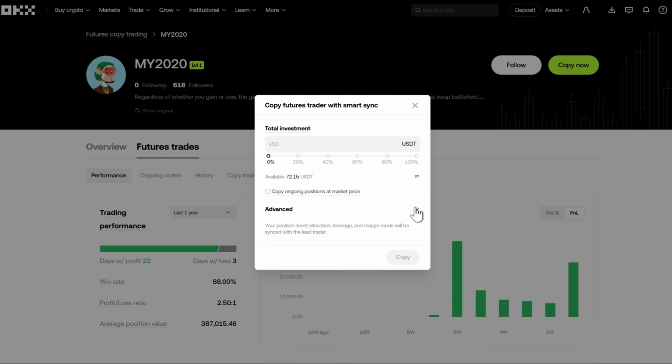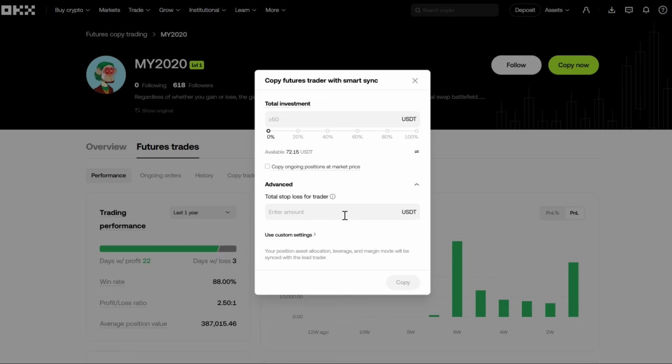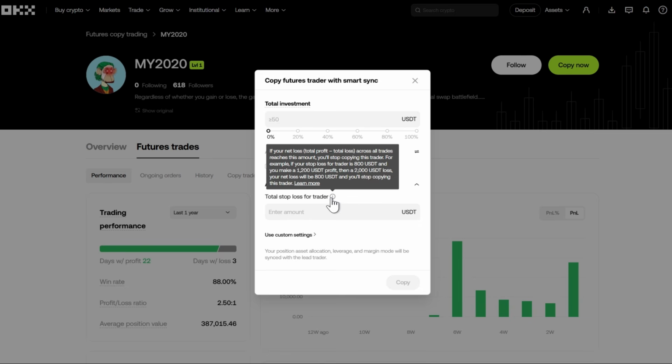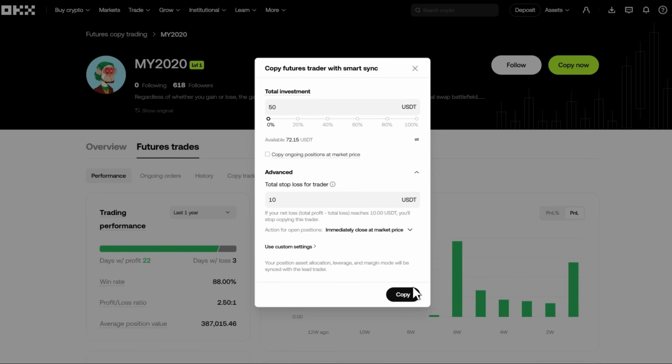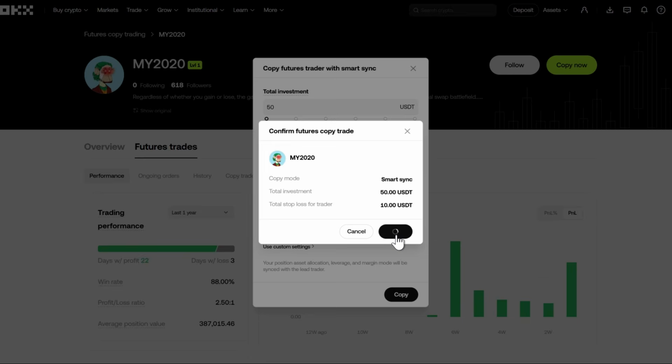When you click on Advanced, you can see the total stop loss for the trader. If your net loss, that's total profit minus total loss, across all trades reaches this amount, you'll stop copying this trader automatically. This is a safety feature to protect your capital. You can enter the specific stop loss order you want here. I highly recommend setting this up because it protects you from major drawdowns. Once everything looks correct, click Copy and confirm. Your copy trade is now live.